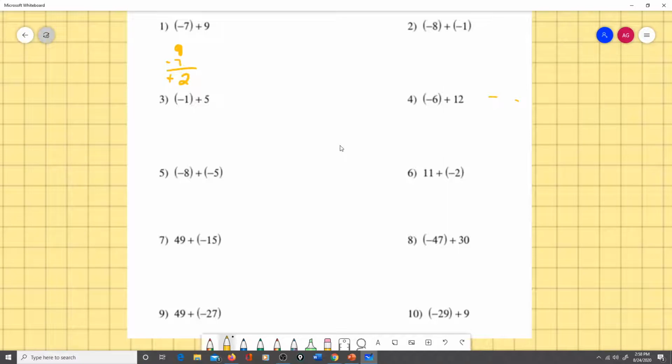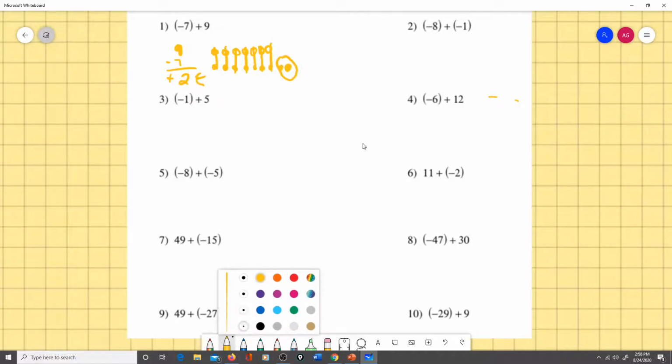Now in a model, just so I can model this for you so it makes more sense, let's think if I had 7 negatives, 1, 2, 3, 4, 5, 6, 7, but I had 9 positives. Again, in our zero pairs, we're going to see all these make 0, and I'm left with 2 positives. Well, there's that answer right there. Okay? So that's really nice.